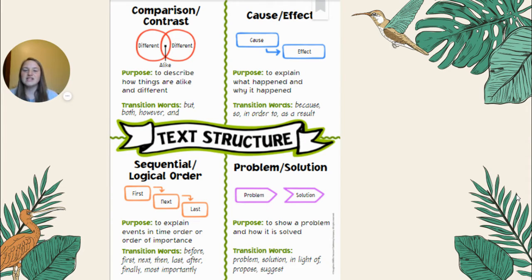So there are a couple things that we're going to need to know for text structure. When we think about the text structure, there are different ways that an author can set up the text. Are they using comparison and contrast to show us how two things are alike and different? Are they using cause and effect to explain what happened and why it happened? Are they setting up a section in sequential or logical order? Or are they showing a problem and then showing how it was resolved with a solution?